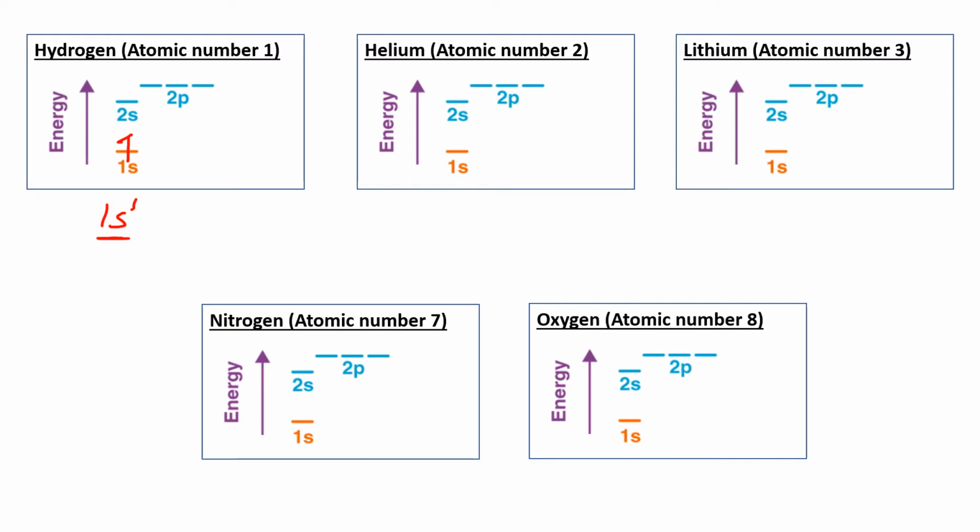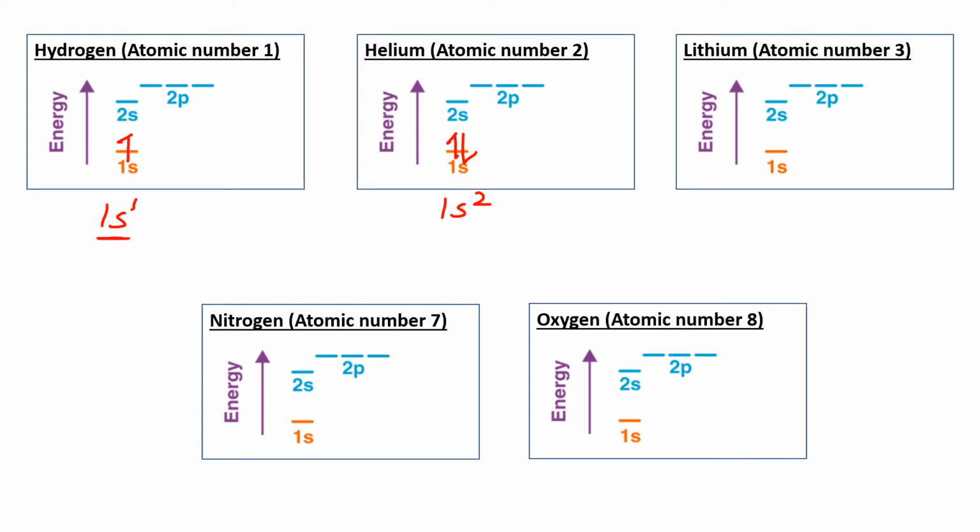Next comes helium. Helium has atomic number 2, which means the number of electrons in helium is 2. Each orbital can have a maximum of 2 electrons, and both electrons will have opposite spin. So the first electron will come here and the second electron will come here. The electronic configuration of helium would be 1s2, because 2 electrons are present in the 1s orbital.